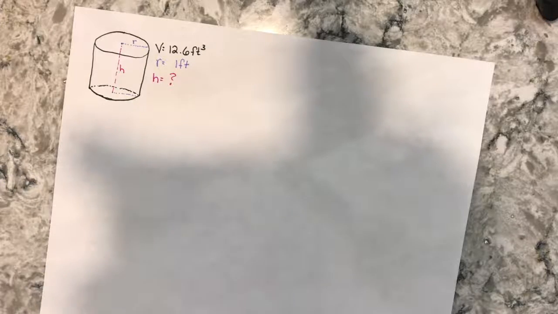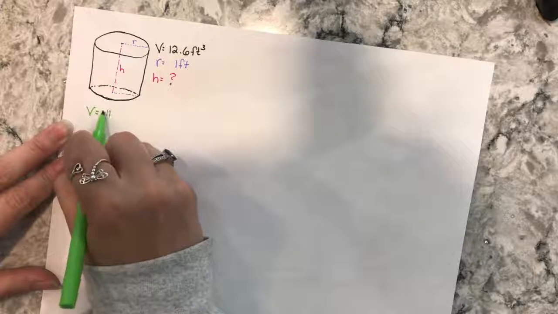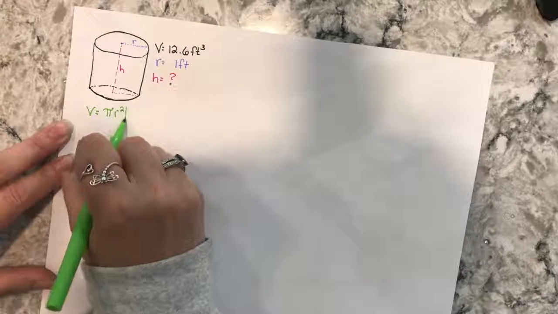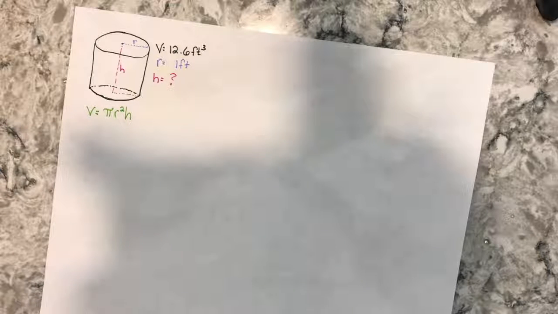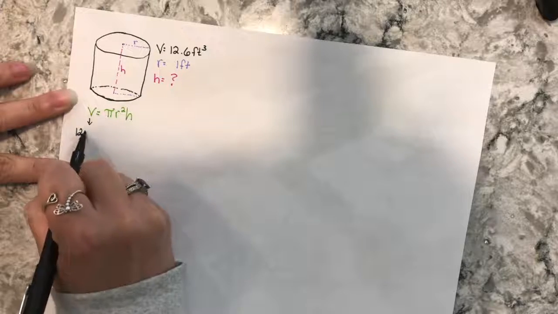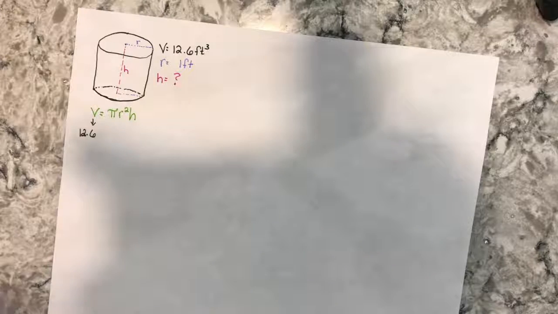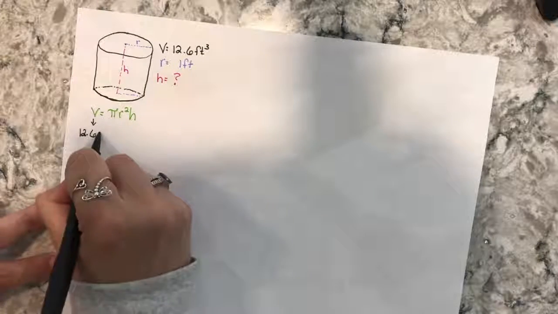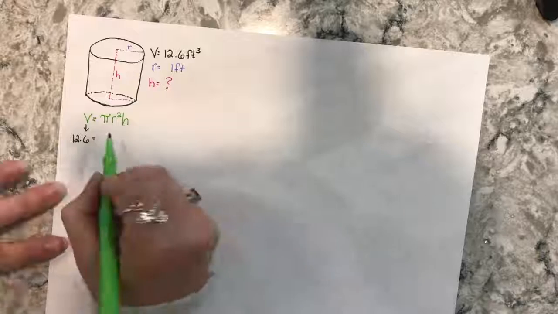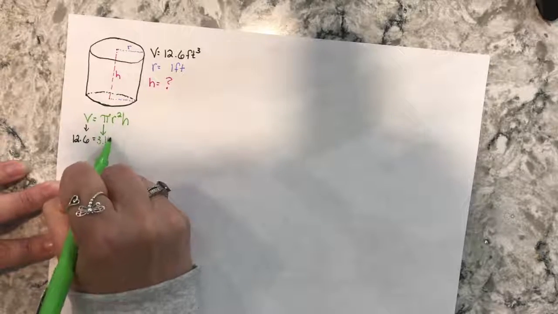Now remember, this is the first formula that we learned. The volume of a cylinder is pi r squared h. So now we're going to fill in the information that we know and just turn it into an equation. We know that the volume is 12.6 cubic feet. It's not 12.6 cubed, that's just the unit. So it's 12.6. We put it in for the V. And then remember, the rounded version of pi is always 3.14.